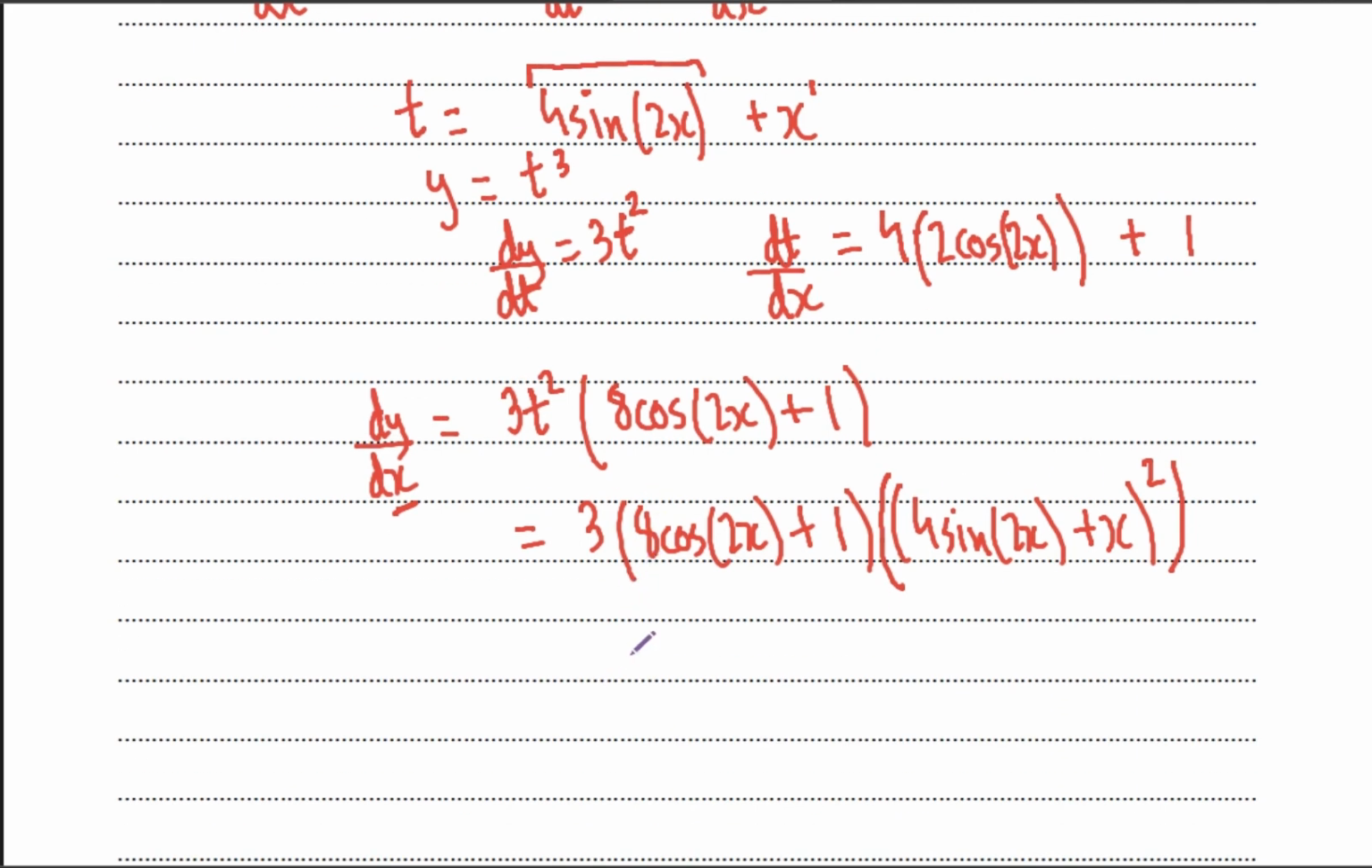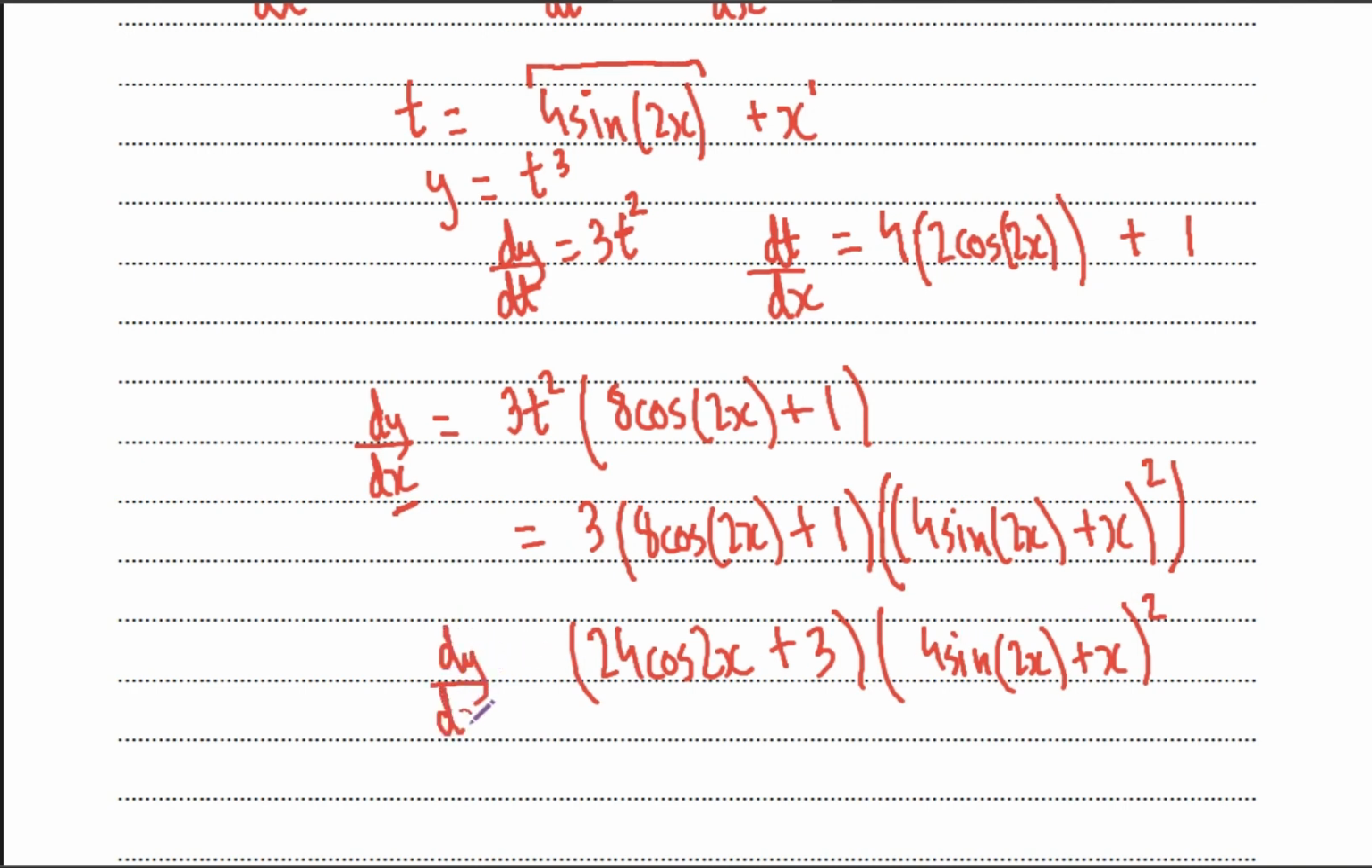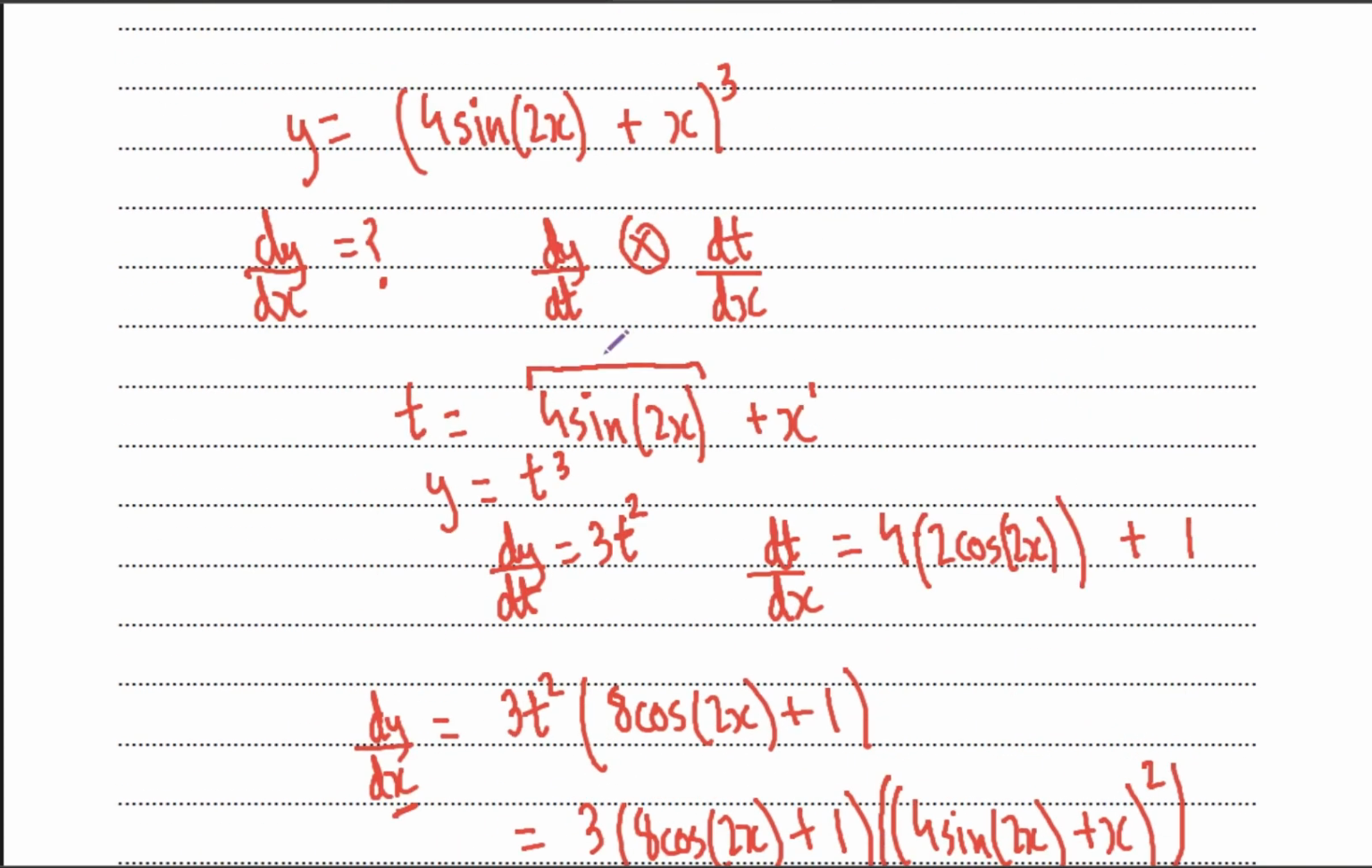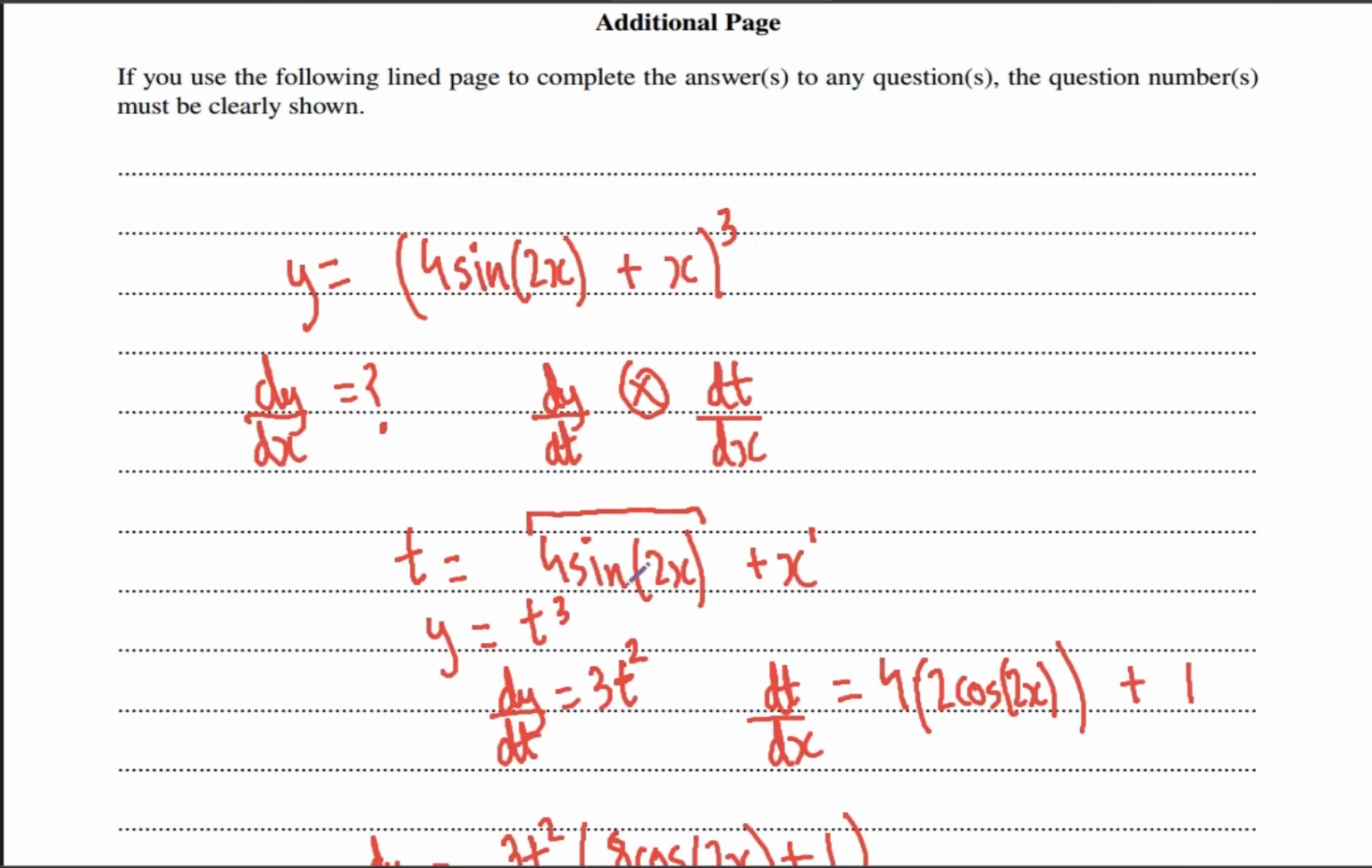So if you want to write it very clearly, you can write 24 cos 2x, because 3 times 8 is 24, plus 3 times this whole thing right here, 4 sine 2x plus x, and this bracket squared. And that's dy by dx. So you can see how important the chain rule is. This looks like an impossible derivative to take, but it's actually very easy.